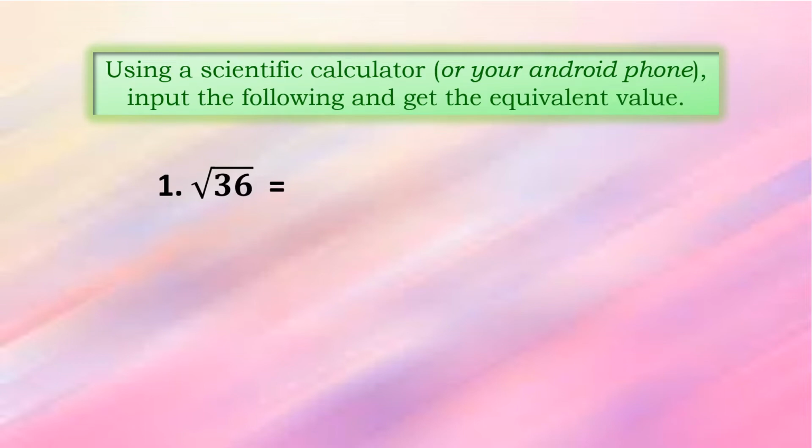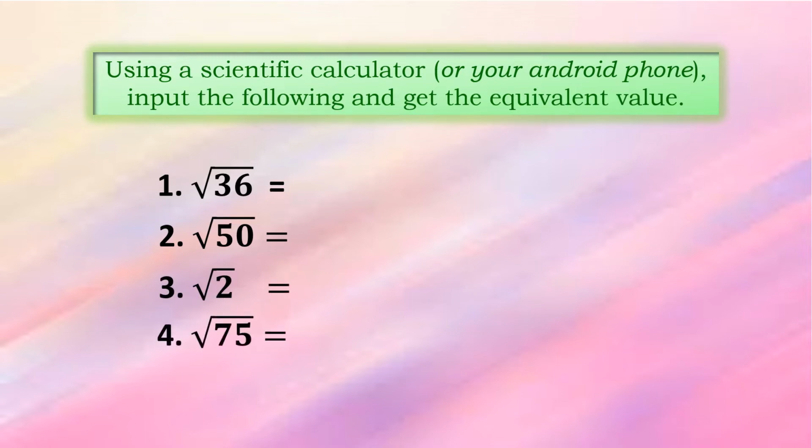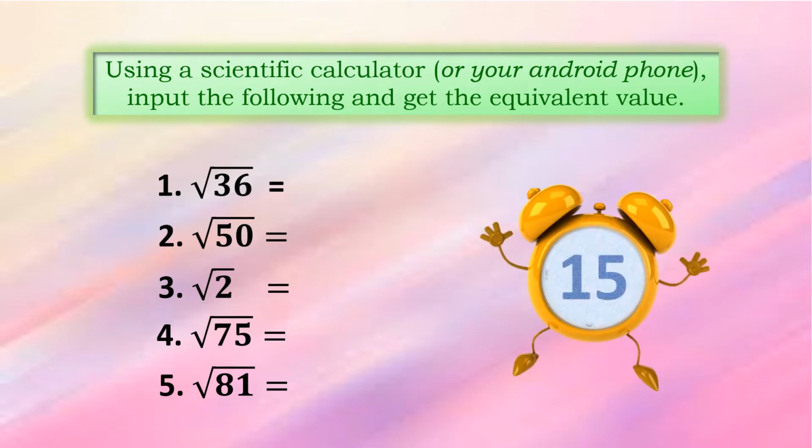It is time for us to explore the concepts of principal roots and irrational numbers. Using a scientific calculator, input the following and get the equivalent. Round off your answers to the nearest hundredths. Number 1, square root of 36. Number 2, square root of 50. Number 3, square root of 2. Number 4, square root of 75. And number 5, square root of 81. Timer!